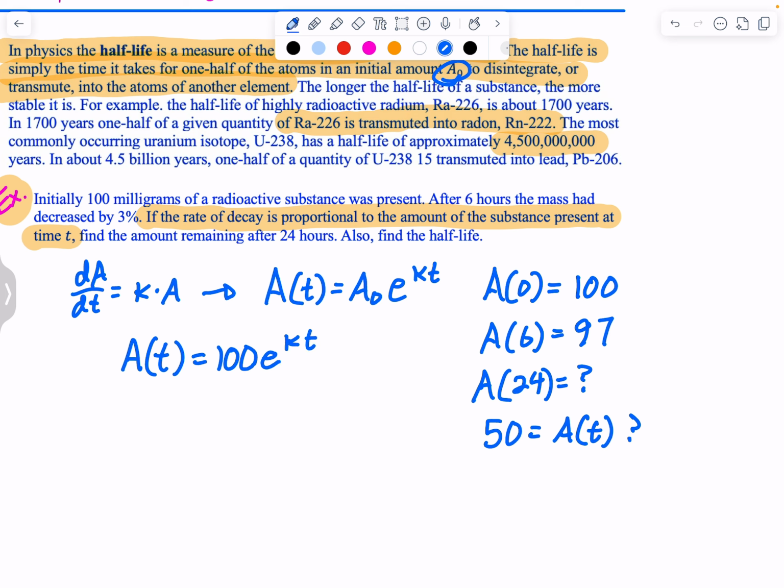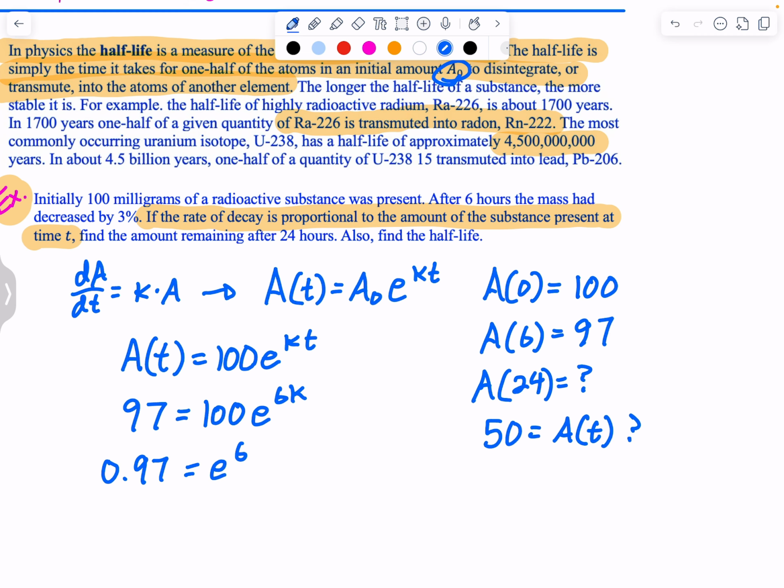All right, so now my equation is almost where I can plug things in. The problem is I have to figure out that rate, that k. So I'm going to use the data given that I have 97 after 6 hours. So I get 6k. Now notice when I plug it in, the only variable I have is the k. So I'm going to divide by 100.